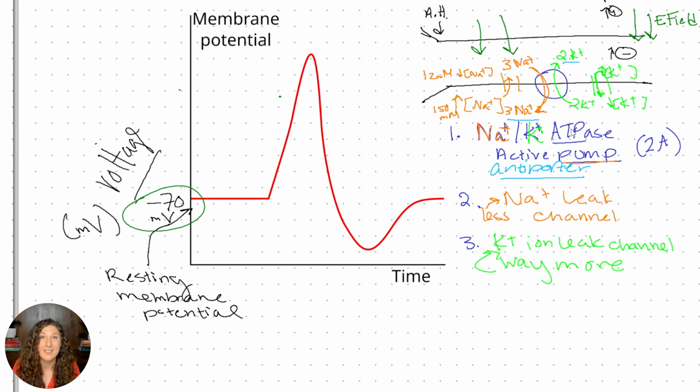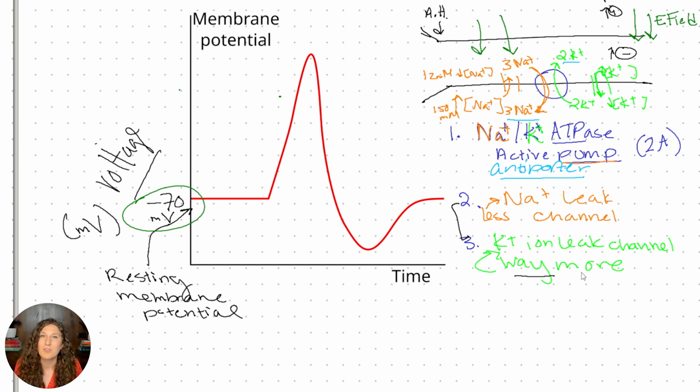And we'll see how that's important as we go through the action potential stages. Now, the MCAT can describe these second two pieces in a variety of ways. We can call them leak channels and say that we have a greater abundance of potassium leak channels than sodium. We could also say that there's a difference in the permeability of the membrane to potassium versus sodium, right? Where we have increased permeability for potassium, less permeability for sodium. Or we could say that the passive diffusion rates are different, right? We have a higher passive diffusion rate for potassium and a lower one for sodium.